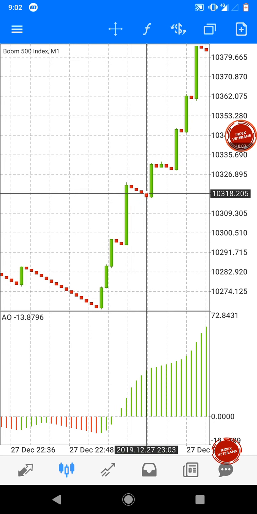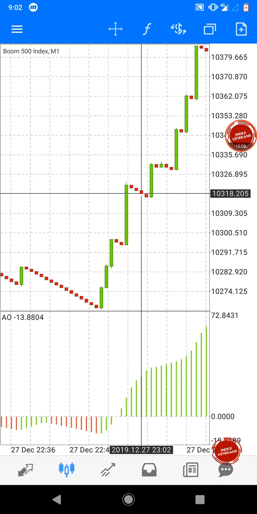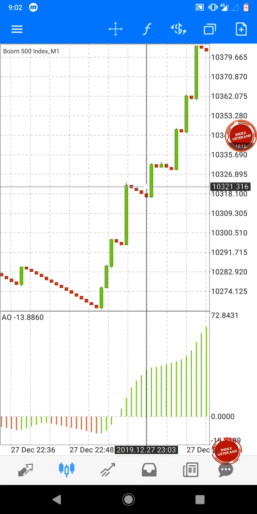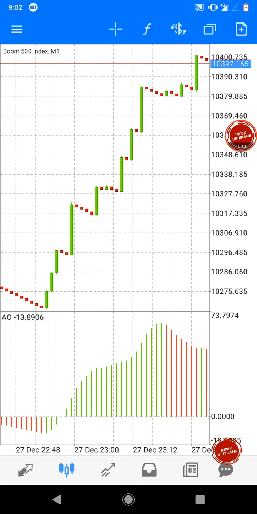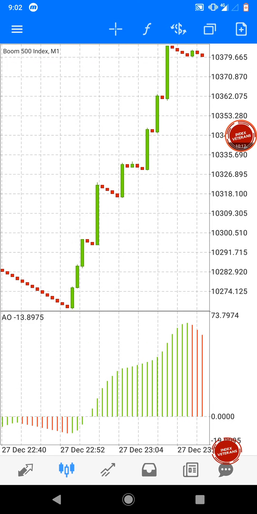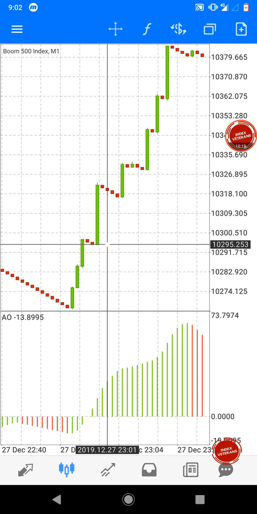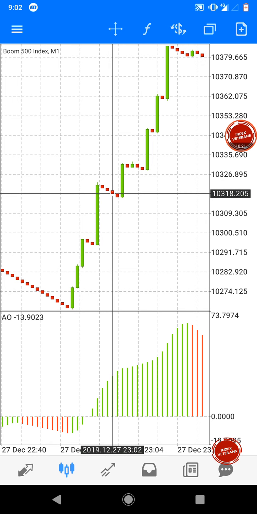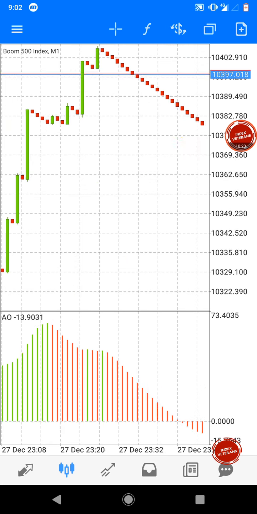Then like here, maybe I could have closed here, though it spiked up again. So sometimes you can hold even for 5 candles. I usually stay in the market for 3 candles and then I find another move.